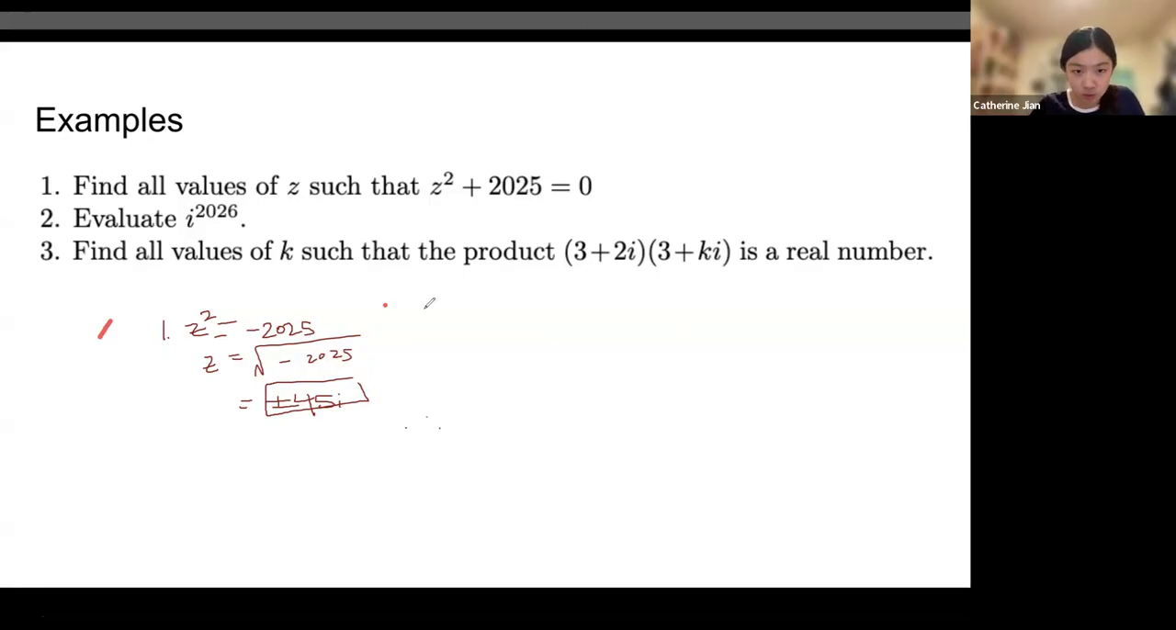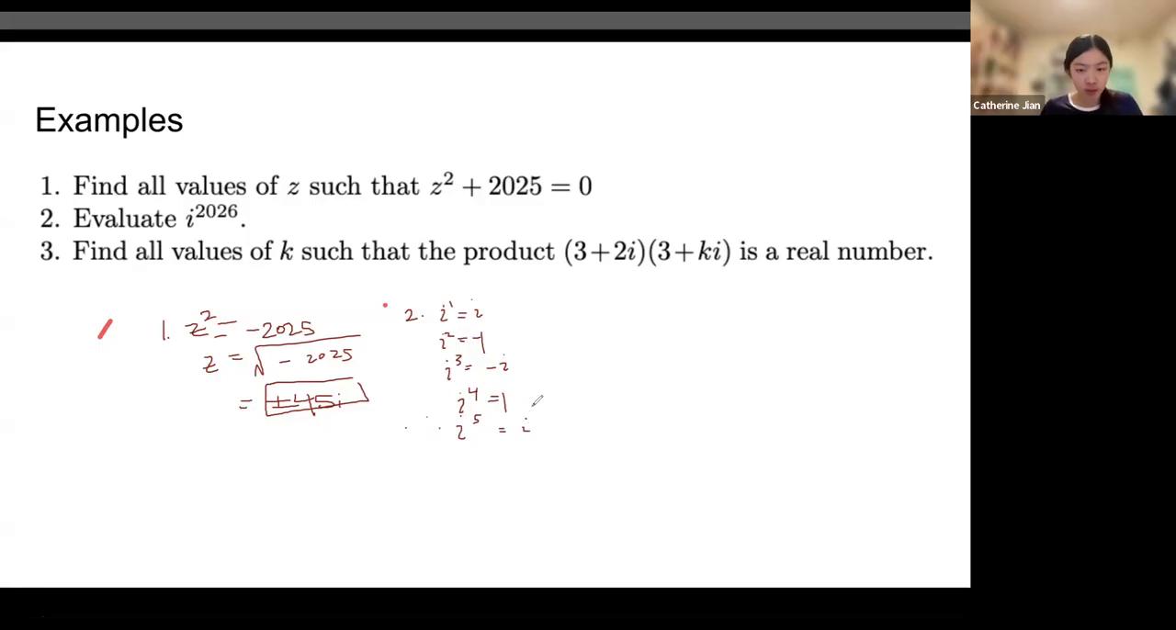Okay, so for two, 2026 is a really big number, and we can try seeing if there's a pattern for powers of i. Listing a few small powers out, we see that i to the first power is just i, i squared is equal to negative 1 from the definition of i, and then i cubed is equal to negative i, and then i to the fourth is equal to 1, and i to the fifth is equal to i again. So we see that the cycle repeats every four powers.